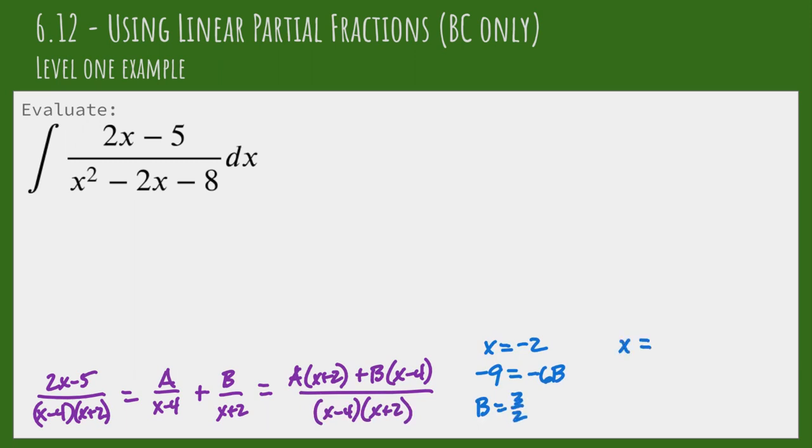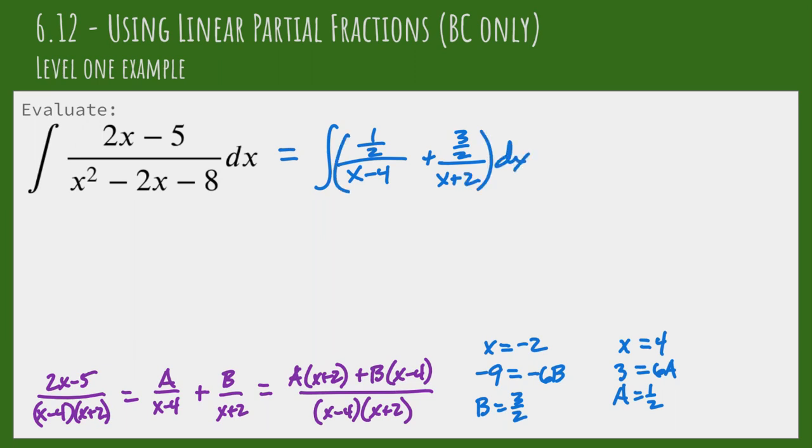And then x equals 4 is going to give us 3 equals 6A, and A equals 1 half. So we can use that to rewrite this integral as the integral of, so A is going to be 1 half, so 1 half over x minus 4 plus 3 halves over x plus 2.